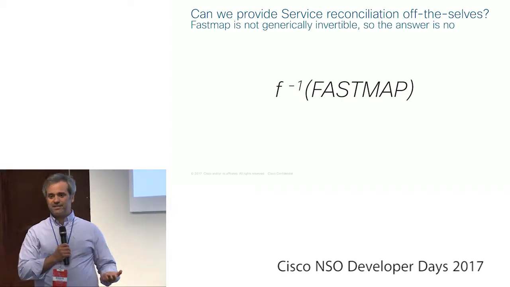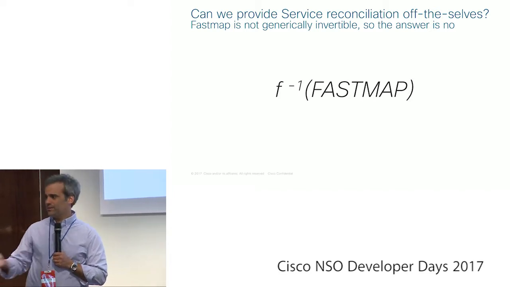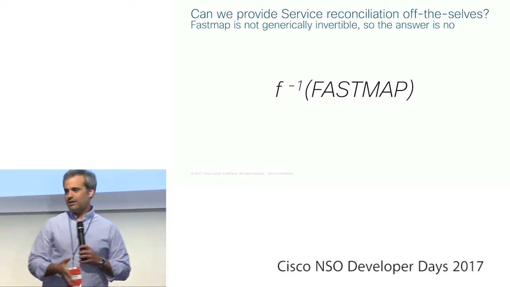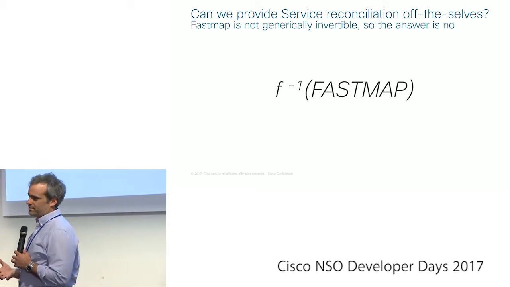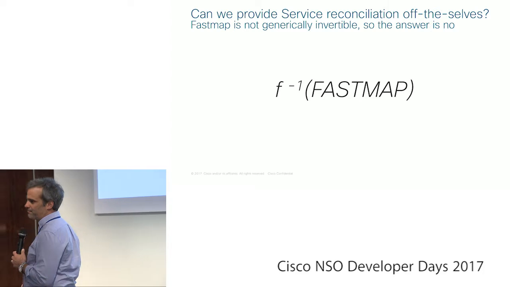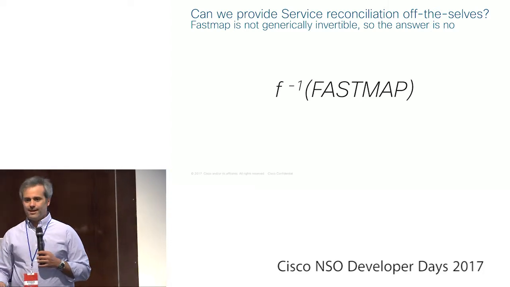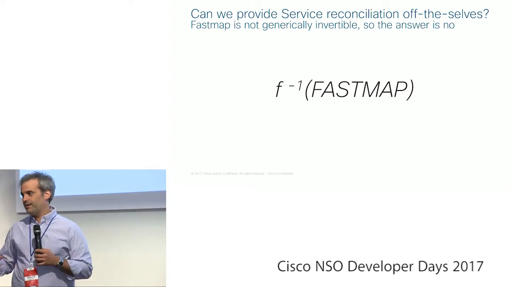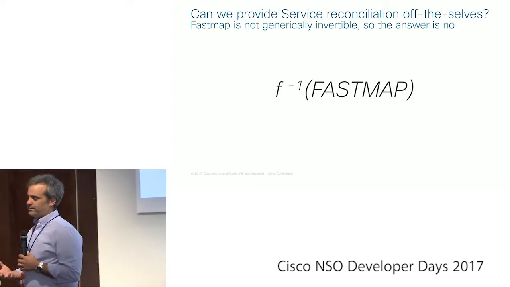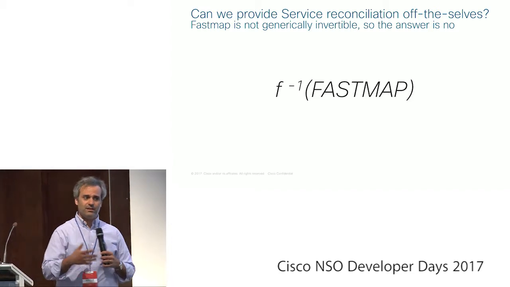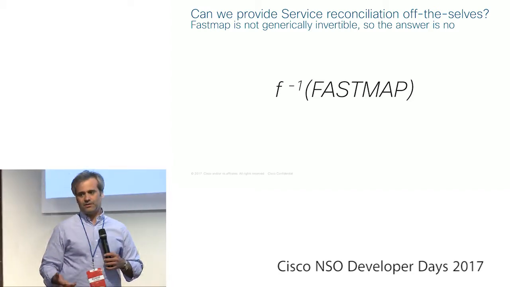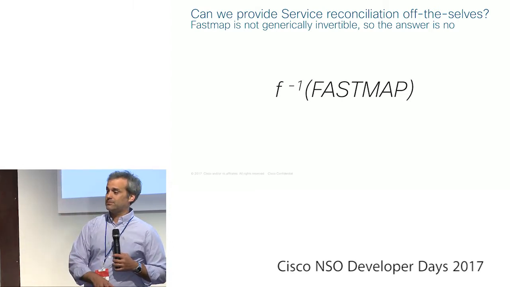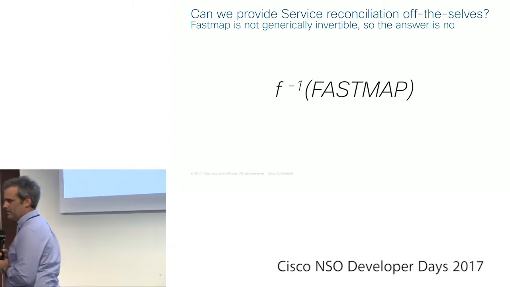So we've got FastMap, which is our mapping algorithm, correct? And we go from service instance data and we map into configurations. But of course, that function in itself is not generically invertible, correct? There's not a mathematical way to say, for any case, for any sort of use case, from one set of config, I know exactly what's going to be the service definition, okay?